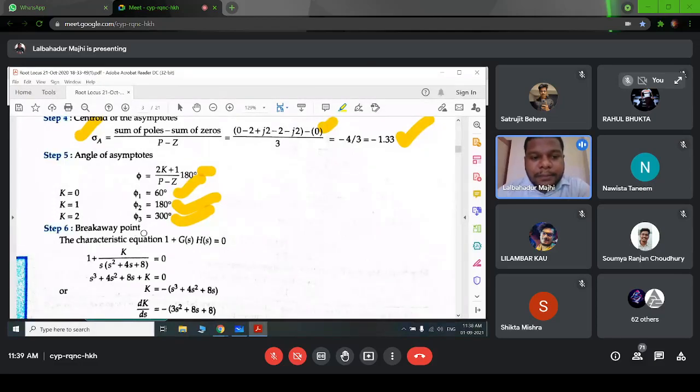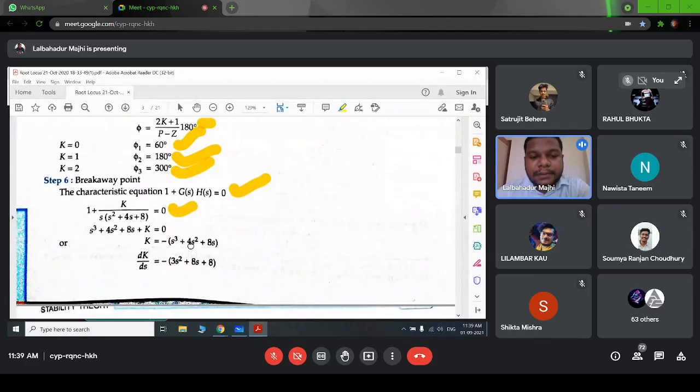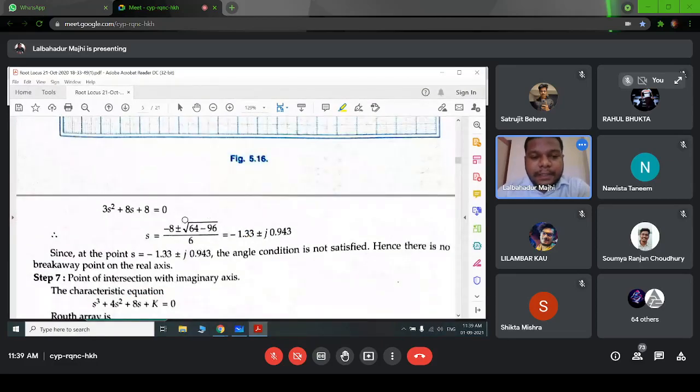To determine the breakaway point, we first formulate the characteristic equation. It is 1 plus g of s, k by s into s square plus 4s plus 8, and our h of s is 1. We have a unity feedback system, so this is equal to 0. So k is minus of s cube plus 4s square plus 8s. Taking dk by ds, we get minus of 3s square plus 8s plus 8. Equating this to 0 gives the breakaway point: 3s square plus 8s plus 8 equal to 0, because this is dk by ds.